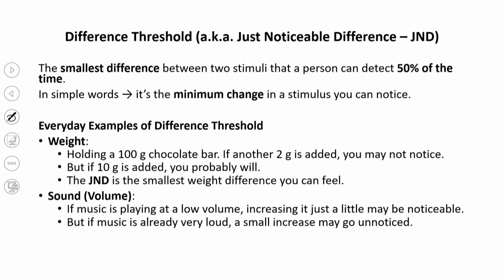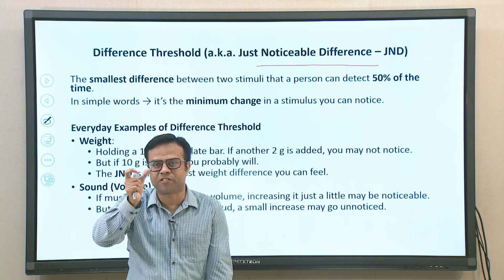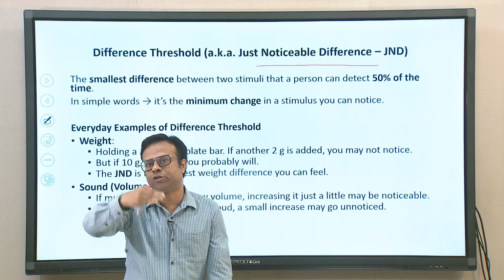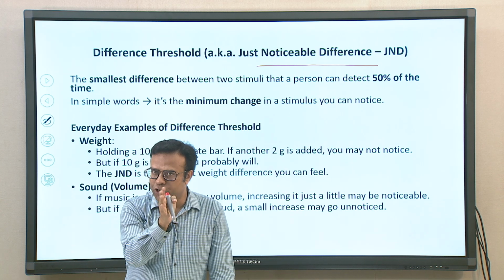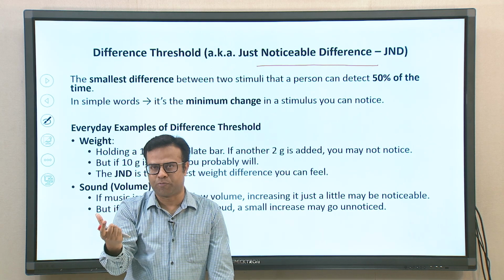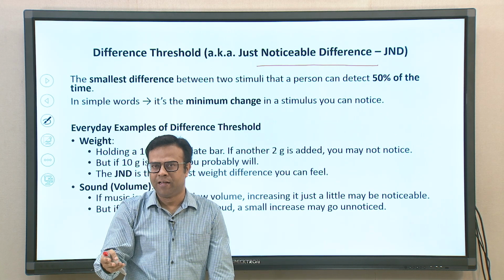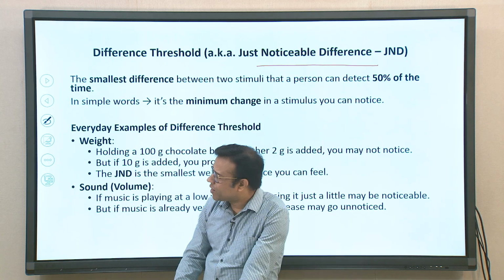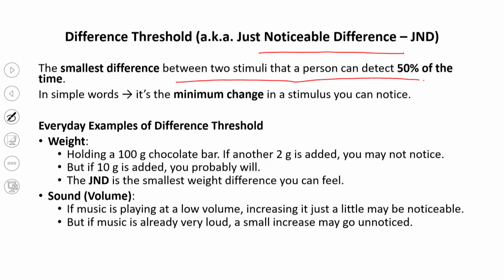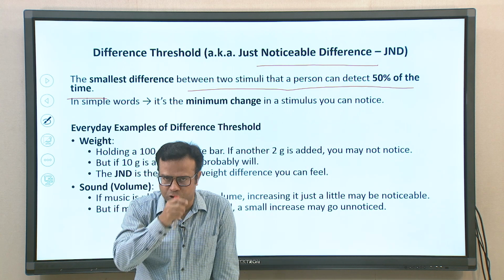Now comes the difference threshold. What is difference threshold? It is also known as just noticeable difference, JND. What is the minimum difference from one intensity to another, how much change is required to detect the difference? With absolute threshold, we were just detecting the minimum intensity of a stimulus. Here it is the minimum difference between two intensities. It is the smallest difference between two stimuli that a person can detect 50% of the time. Again the 50% criteria is used here, because people sometimes may not detect because they are not attentive enough or so on.